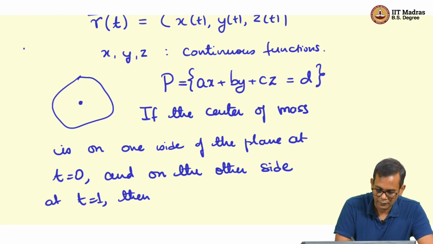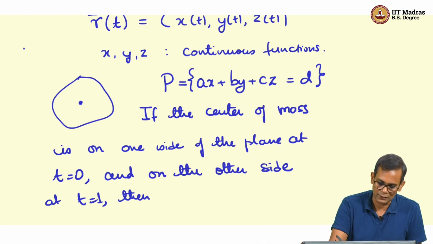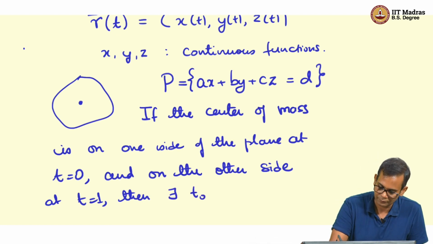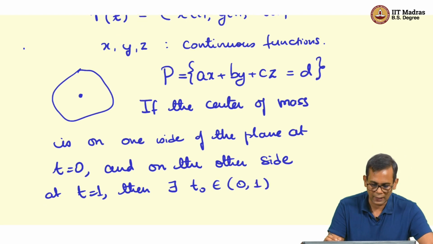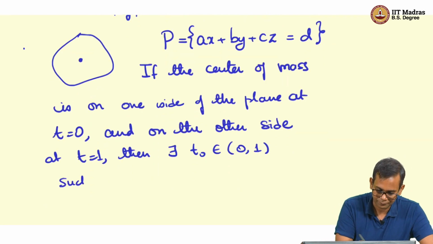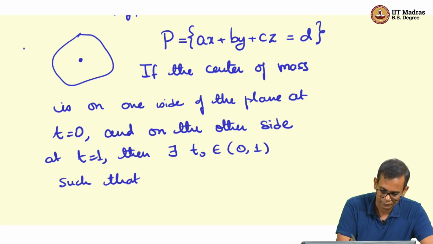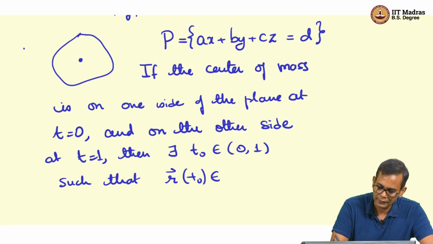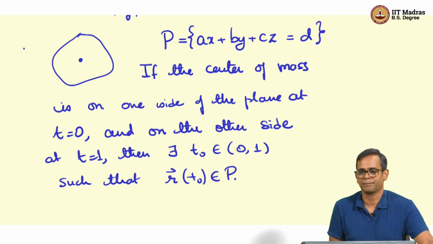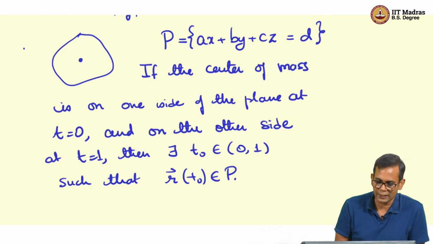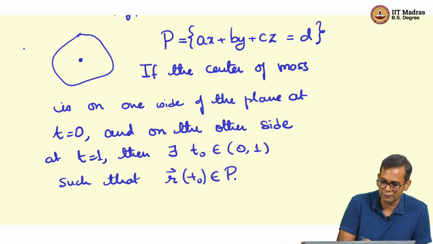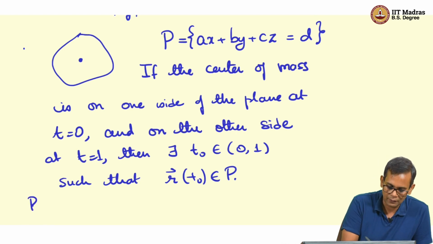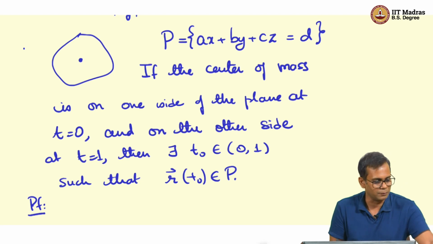then there is some time in between 0 and 1 such that r(t0) is actually in the plane. This is a simple application of the intermediate value theorem. We can actually write a mathematical proof of it.